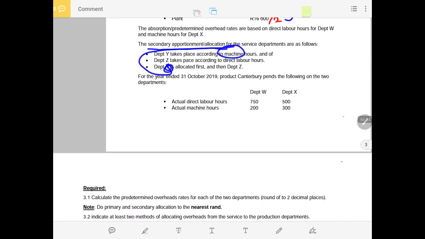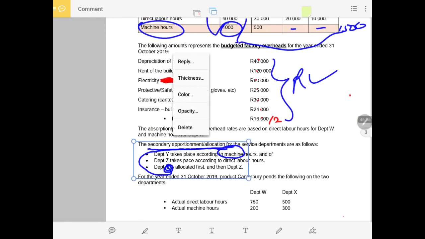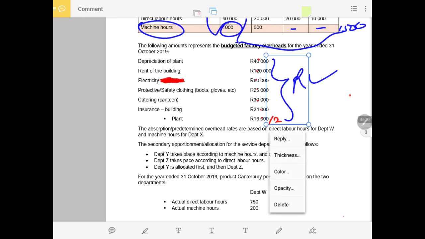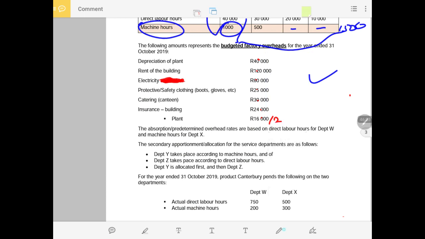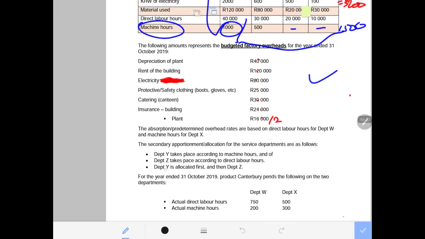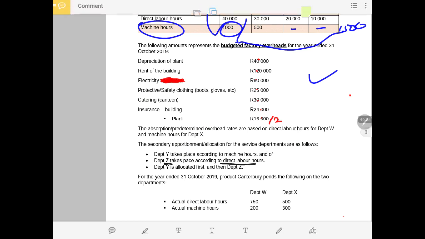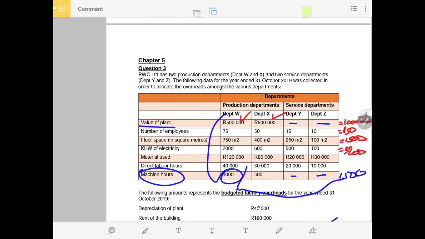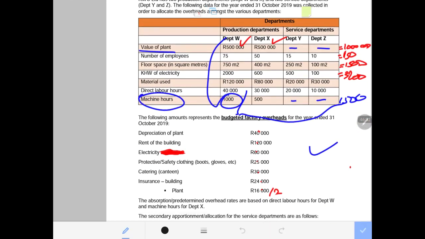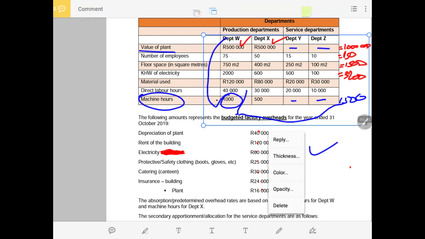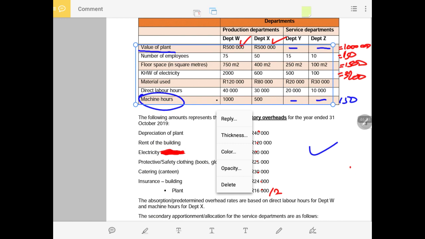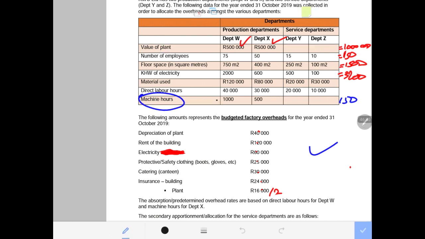Just going to the previous question I've recorded. Now we go to the requirements. Our department Z is according to the direct labor hours. We need to look for the direct labor hours. Now our direct labor hours, we do have direct labor hours for all the departments, throughout the departments.